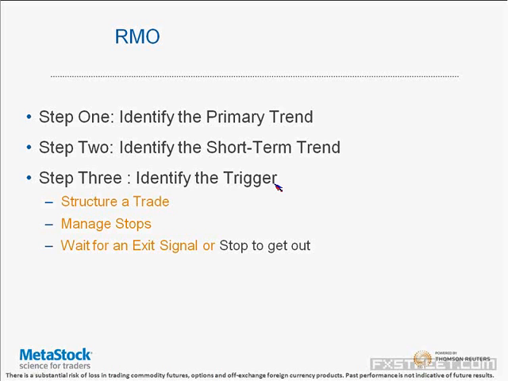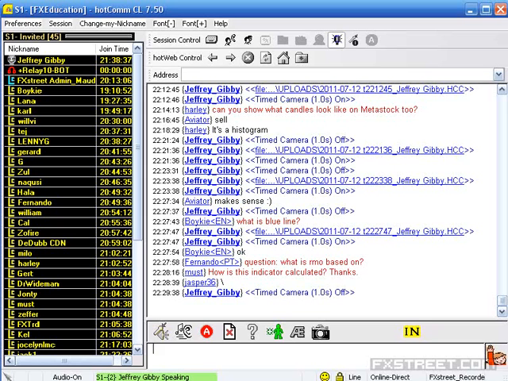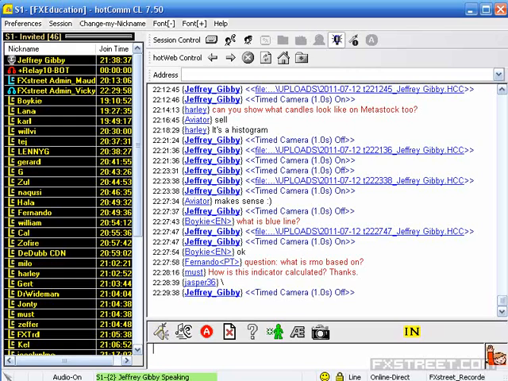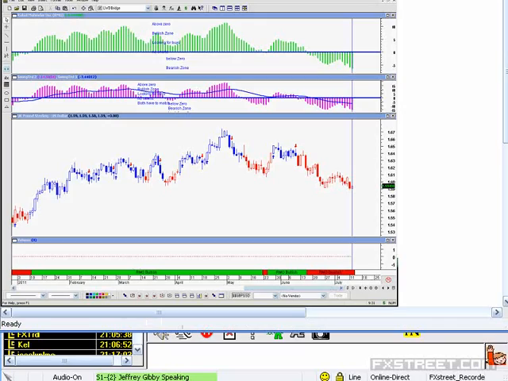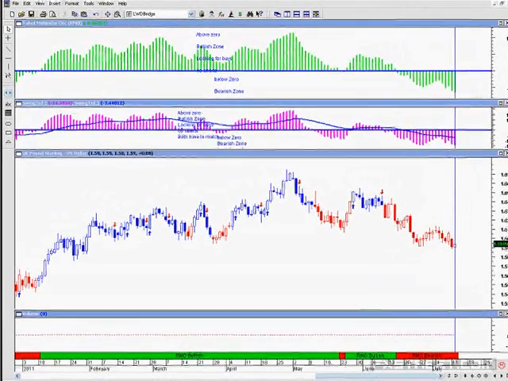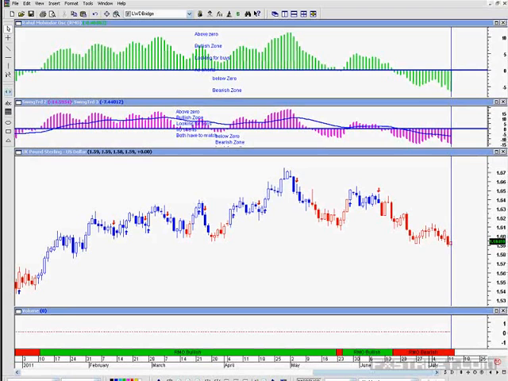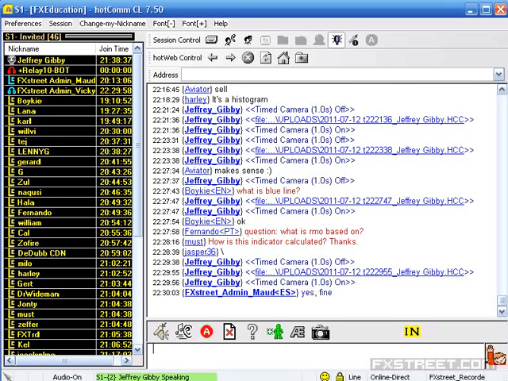Okay, let me go ahead and switch back into my MetaStock application. And while I do that, I have a couple questions that are coming in that I'm going to help answer as well. Okay, you guys should see MetaStock as well. Now, the questions that we have are from Fernando and Must, and I appreciate the questions a lot.